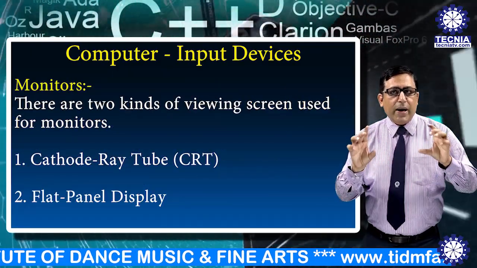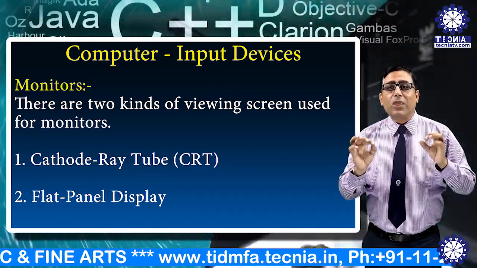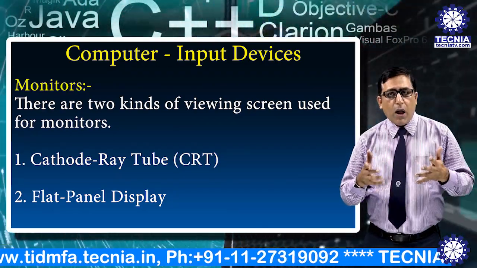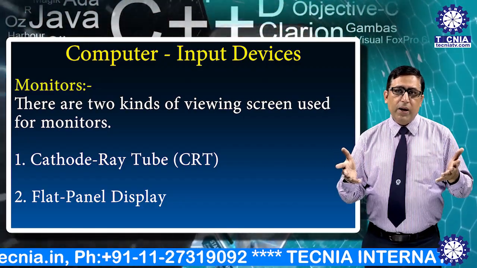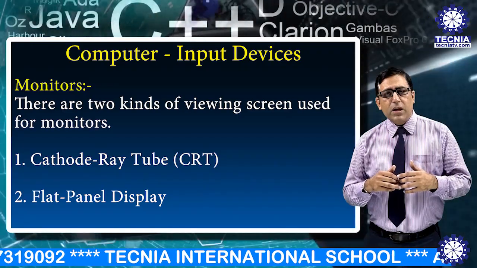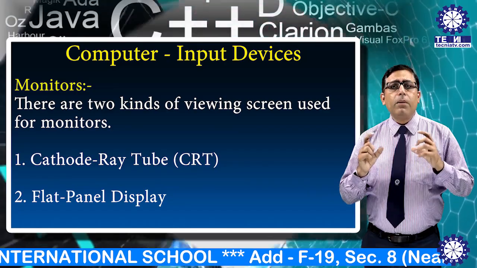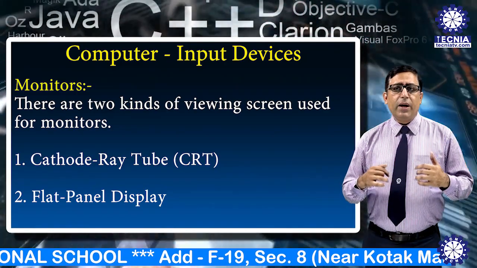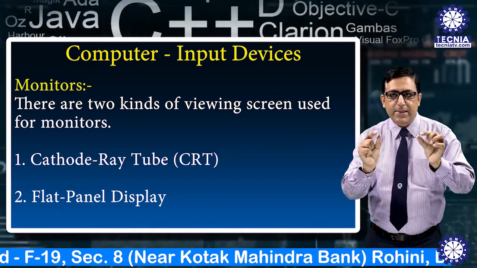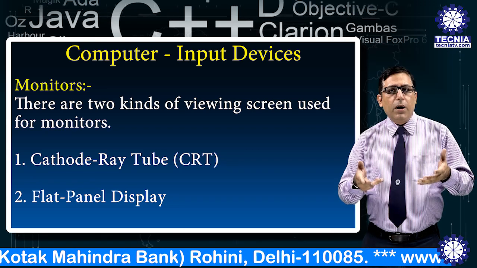There are two kinds of viewing screen used for monitors. First one is cathode ray tube, sometimes we call it CRT. And the another one is flat panel display. Now we are discussing one by one. Firstly, that is cathode ray tube, CRT monitors. The CRT display is made up of small picture elements called pixels. The smaller the pixel, the better the image clarity or resolution.